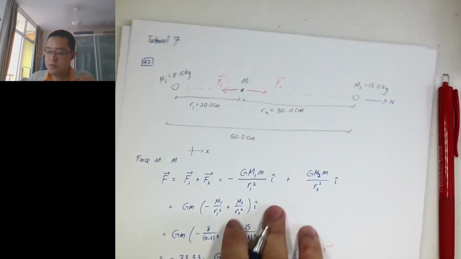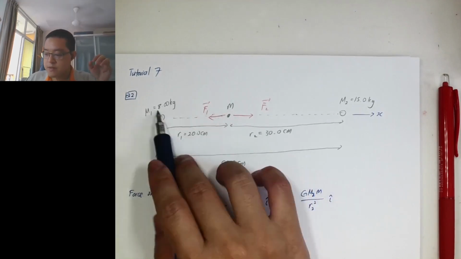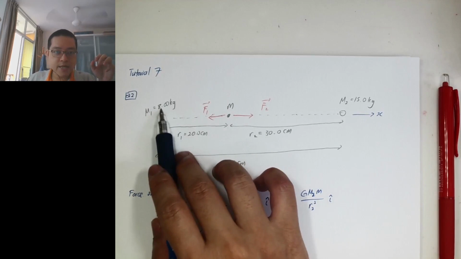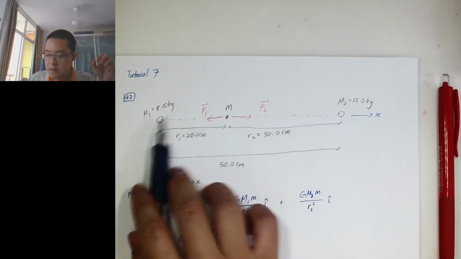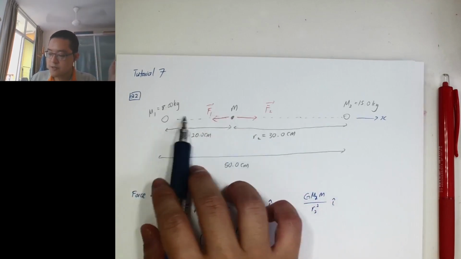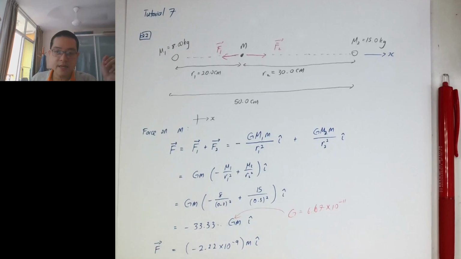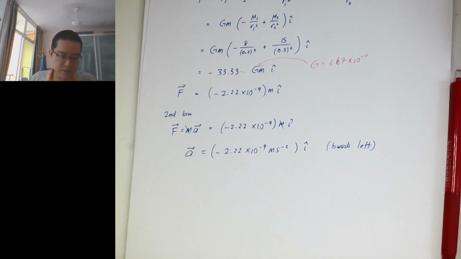Okay, so as you can see here, this object is heavier than this object, but it is nearer. So what is the net force, right? Is this force stronger or this force stronger? It turns out that this number is stronger. Okay, so this is why we got the negative acceleration. It is going towards the left.